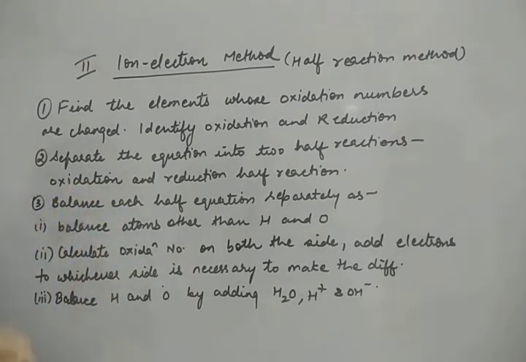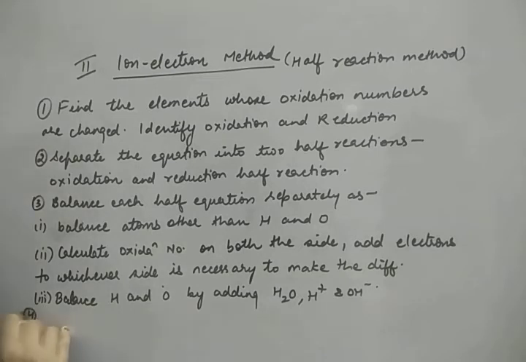Now balance each half reaction separately. First of all, we'll balance the atoms other than hydrogen and oxygen. Now we'll calculate the oxidation number on both sides and add electrons to whichever side is necessary to make up the difference. So we'll separate the equation into two half reactions, then calculate the oxidation numbers, and whenever there is a difference we'll add the electrons. Now we'll balance hydrogen and oxygen by adding water, H plus and OH minus. If the medium is acidic, we'll add H plus. If the medium is basic, we'll add OH minus.